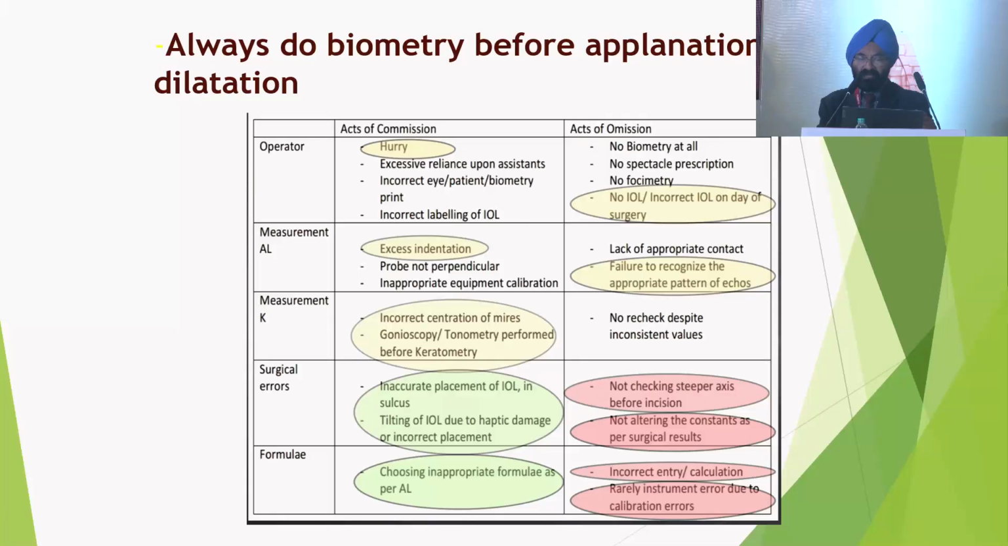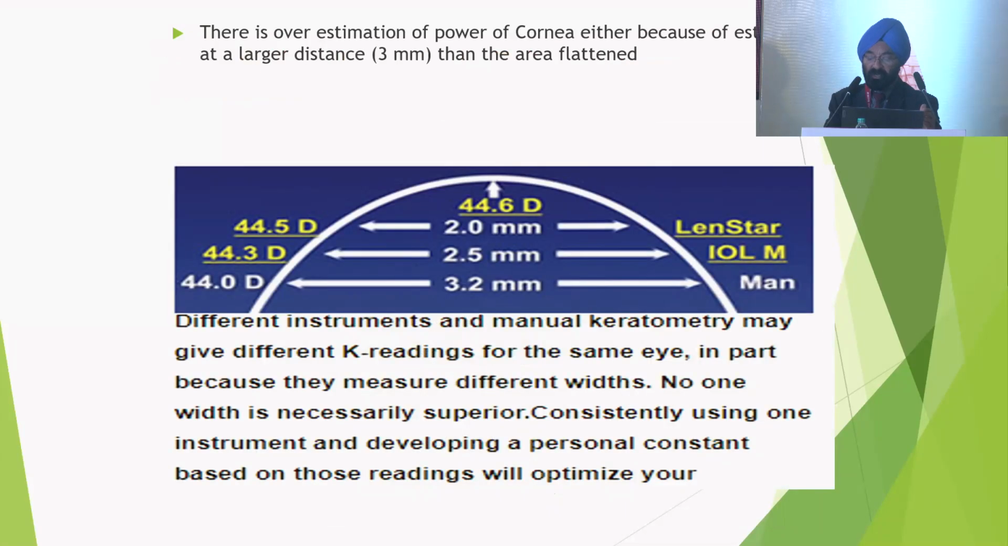There are always some acts of commission and omission which we should be careful about. Like if you're doing keratometry, use appropriate formulas, avoid inaccurate placement of IOLs, and acts of omission also have to be given importance.